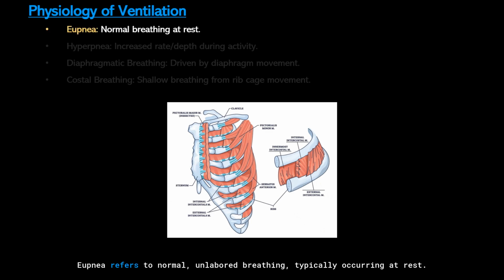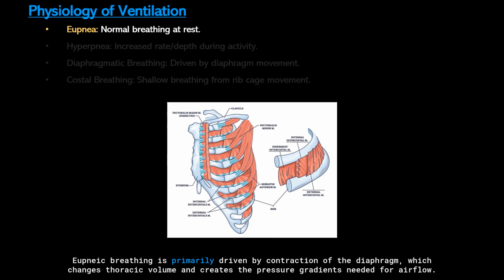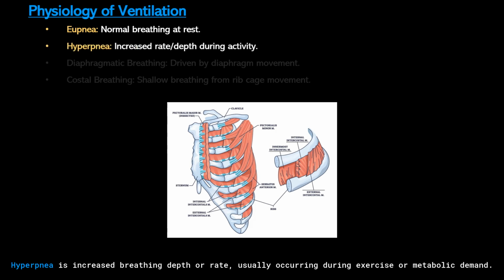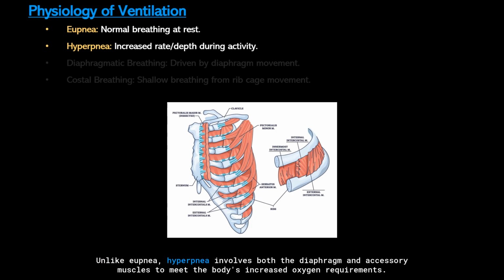Eupnea refers to normal, unlabored breathing, typically occurring at rest. Eupnic breathing is primarily driven by contraction of the diaphragm, which changes thoracic volume and creates the pressure gradients needed for airflow. Hyperpnea is increased breathing depth or rate, usually occurring during exercise or metabolic demand. Unlike eupnea, hyperpnea involves both the diaphragm and accessory muscles to meet the body's increased oxygen requirements.